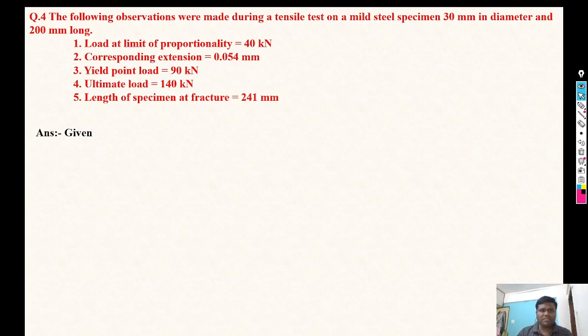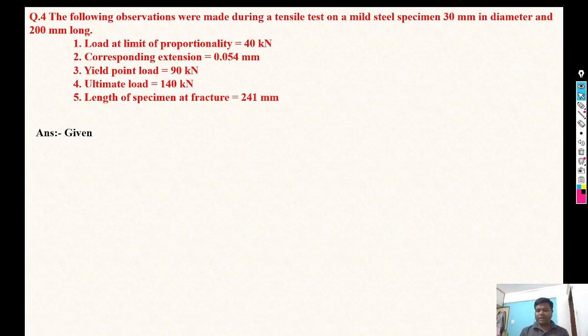And these are the observations during the test. First is the load at limit of proportionality, 40 kilonewton. The corresponding extension 0.054 mm, yield point load 90 kilonewton, ultimate load 140 kilonewton. The length of specimen at fracture is 241 mm.